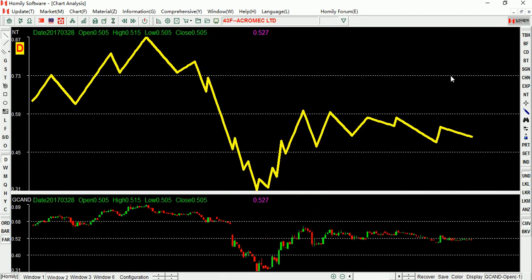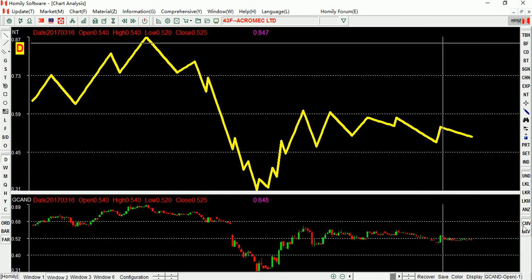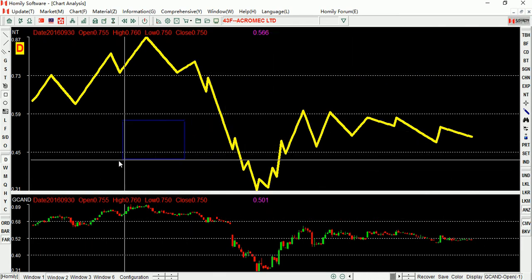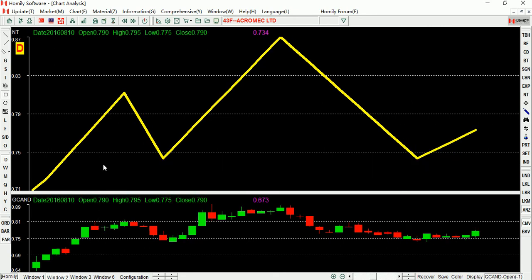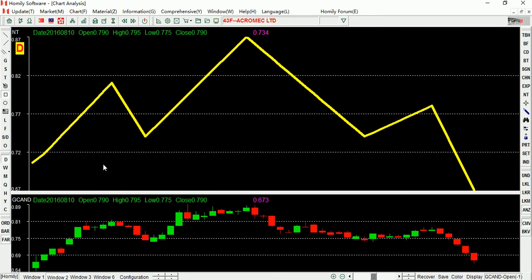Let's see this one. So we can see here, which pattern is it like? This one is a head and shoulders top, okay? So you should know when is the good selling opportunity. Here, right? Because we can see the price already broke through this pattern. You see the pattern is like a head and shoulders top, do you buy or not? You cannot buy, you should consider selling, okay?